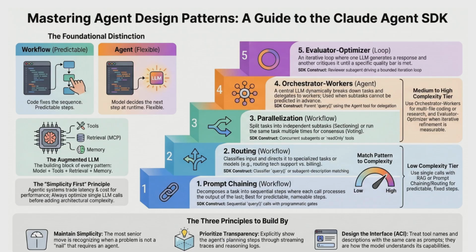Pattern 3, parallelization, runs multiple LLM tasks at the same time and aggregates their results. Parallelization can be used for sectioning independent subtasks or voting across multiple attempts for higher confidence. Pattern 4, orchestrator workers, lets a central LLM dynamically break down a task, delegate to workers, and synthesize results. Orchestrator workers is the most agentic pattern as the model decides the subtasks.